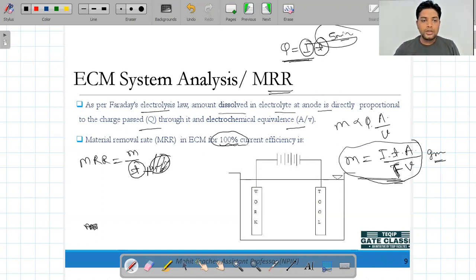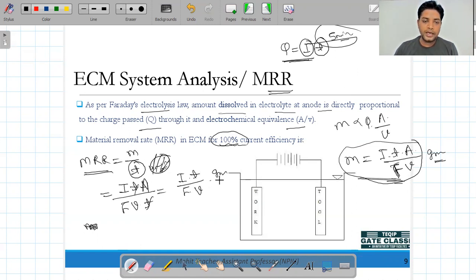So here the material removal rate is equal to how much material is removed per unit time. From here, just put the value of M, which is I into T into A upon F into V, divided by T. So this T will cancel out, and this will be equal to I into A upon F into V. Now this will be in gram per second. For example, if you consider time in seconds, the material removal rate will be equal to I into A upon F into V. Please keep in mind this one.